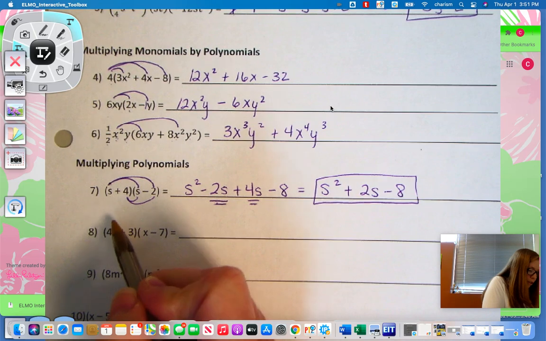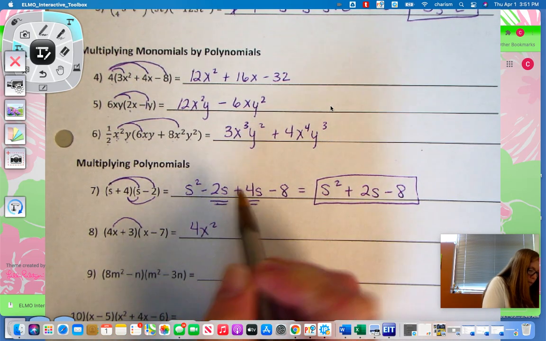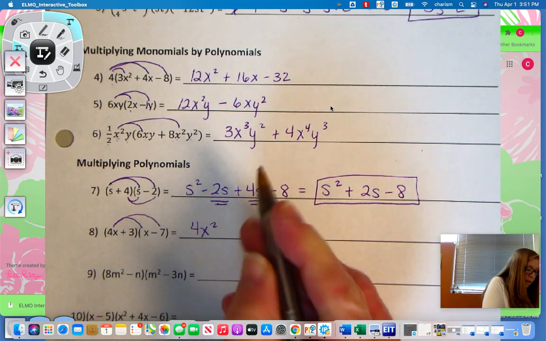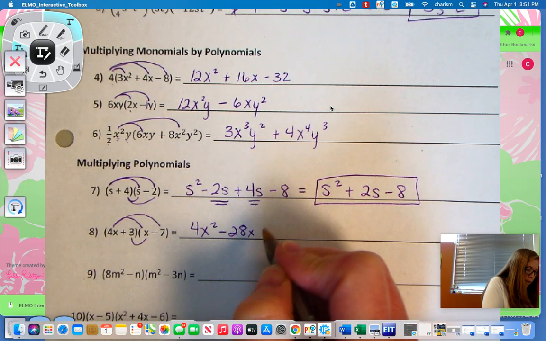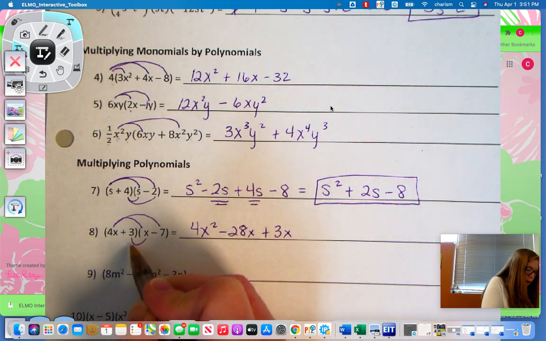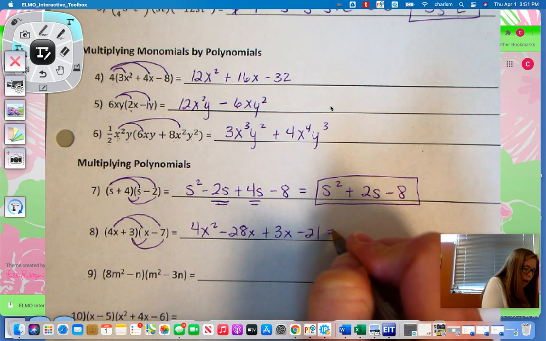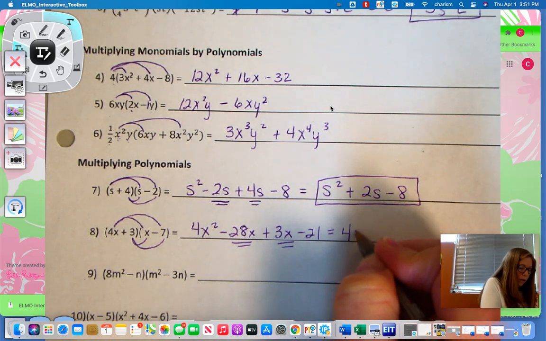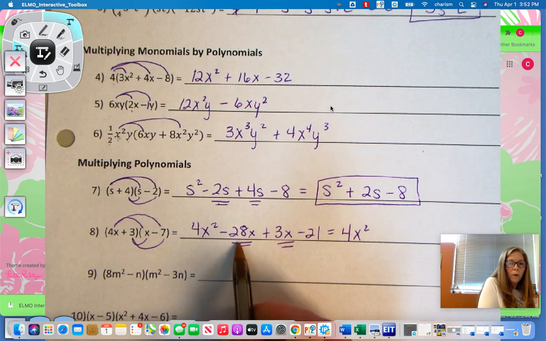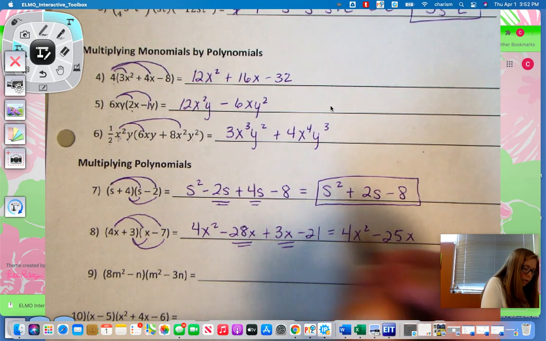All right, so we're going to do distributive property. 4x times x is 4x squared. 4x times -7 is a -28x. 3 times x, positive 3x. And 3 times -7 is a -21. And don't forget to combine those like terms. So we've got the 4x squared, -28 plus 3x, right? They're both x terms, gives us a -25x. And don't forget the -21.